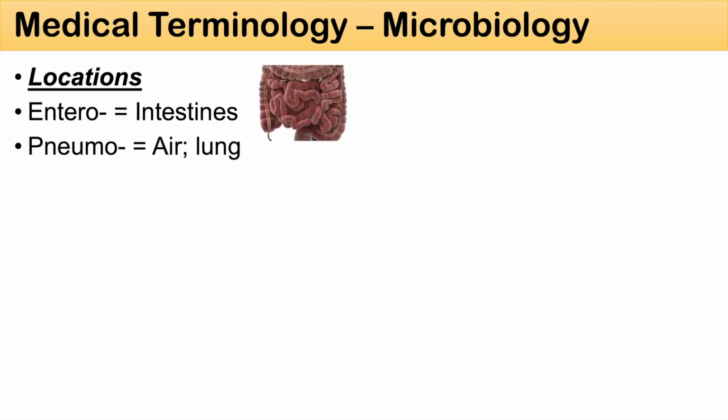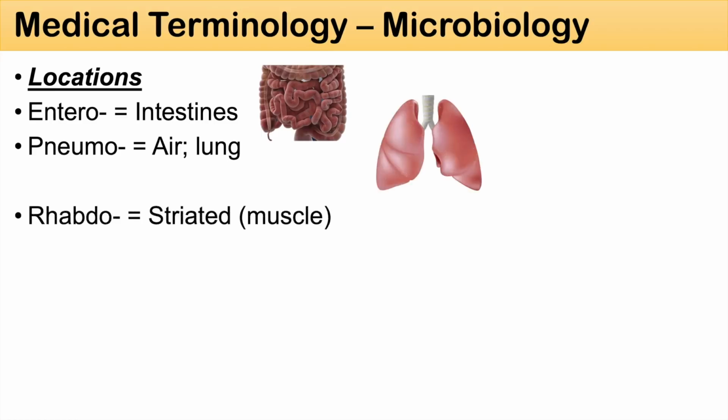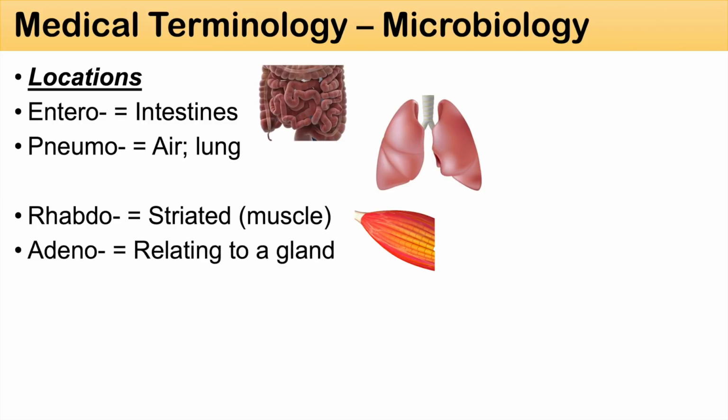Pneumo, which means air or lung. So you can think of pneumococcus. Rhabdo, which really means striated, but it is in the context of striated muscle. Adeno, which means relating to a gland. So you can think of adenovirus.